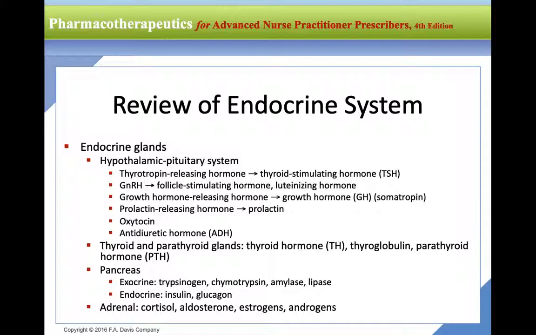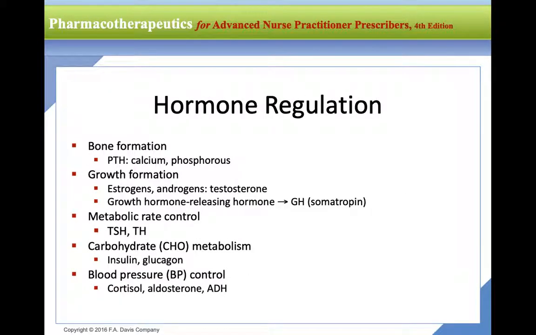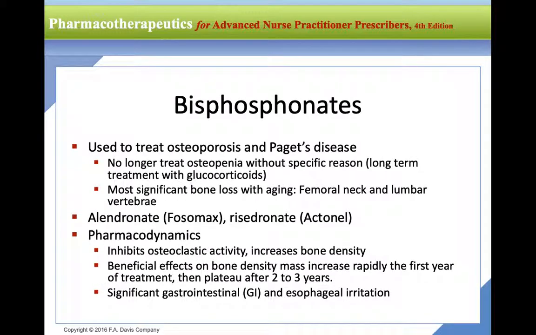And again, I'm not going to talk about all of these. As far as just the hormones and everything, we're going to jump straight into the medications. So bisphosphonates are used to treat osteoporosis and Paget's disease. We no longer treat osteopenia without a specific reason, such as long-term treatment with glucocorticoids. We know that glucocorticoids, or systemic corticosteroids, decrease our bone mineral density. So if a patient's going to be on them long term, then you may go ahead and start a bisphosphonate.